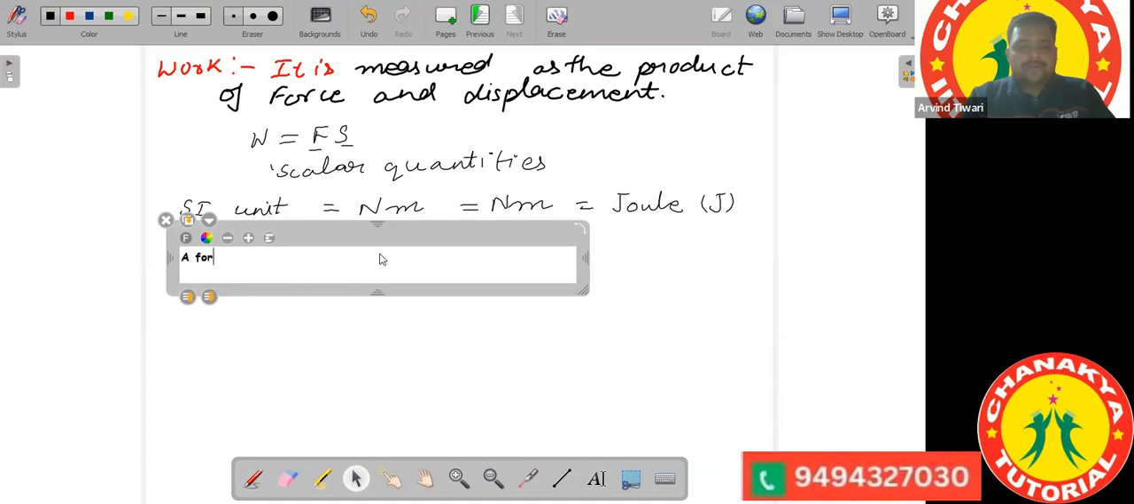A force of 20 Newton displaces a mass of 10 kilogram by 50 centimeter. Find the work done by the force.